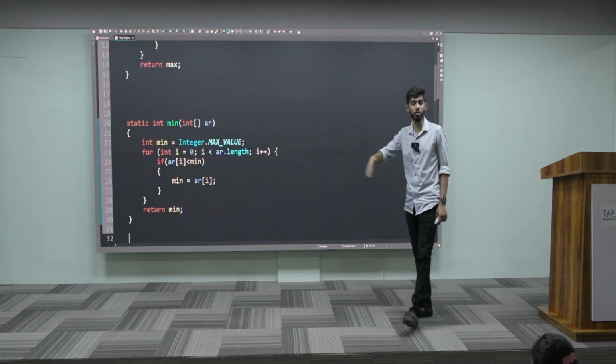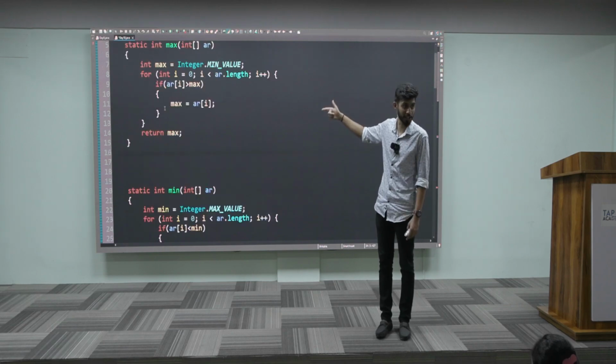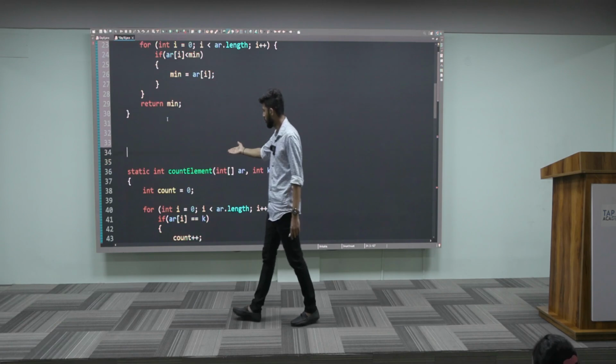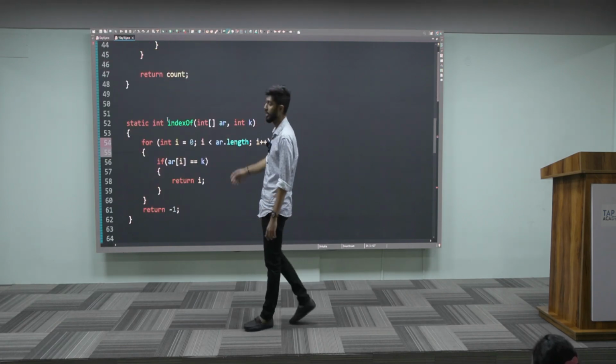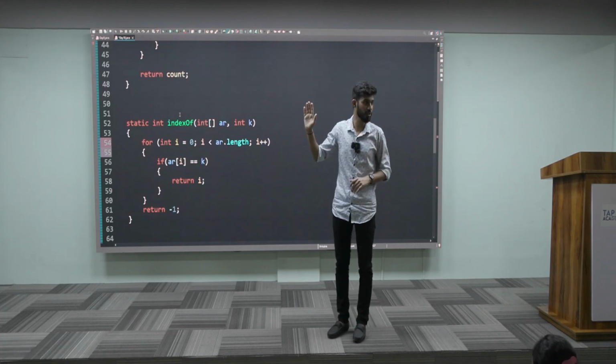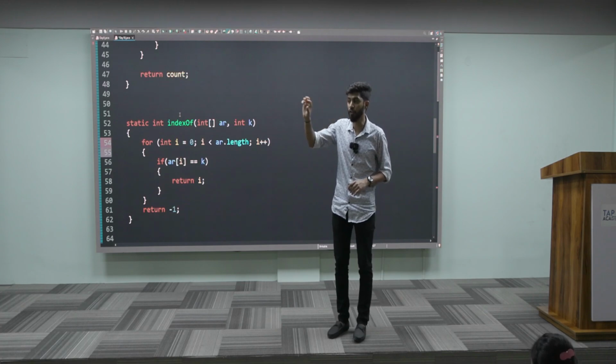So inside one class you can have any number of methods, you know that, right? So I have min method, max method, and I also have the other two methods. Which are those? Count element and index. You can also write last index of and all of that.